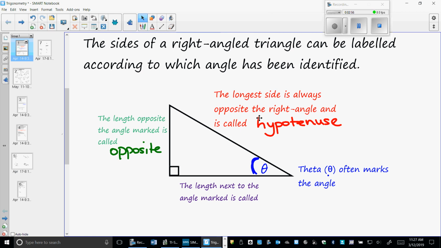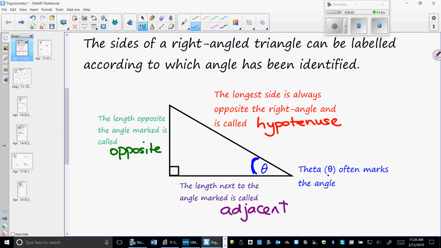Now, the other one is actually slightly more complicated. It's called the adjacent. Adjacent. Now, if anyone knows, do you know what adjacent is? Yes. Next to, yeah. Which makes sense. It's next to the angle. Okay, it's attached to the angle, and it's obviously not the hypotenuse.